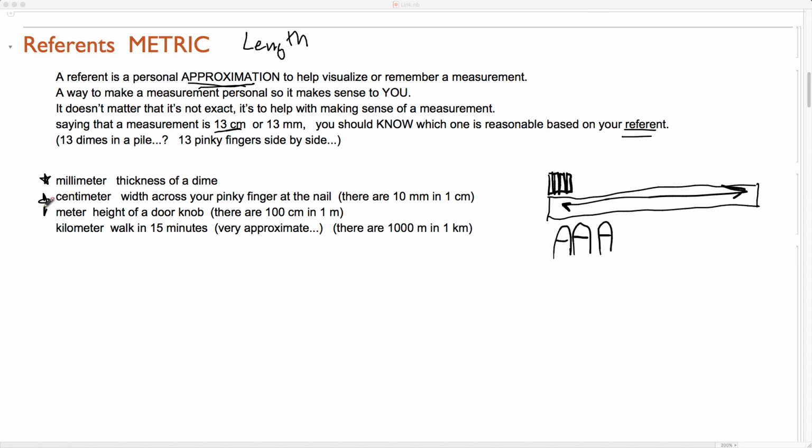A meter is the height of a doorknob or a small child. There are different ways that you can use these, and you may come up with your own personal referent, but these are the most common ones if you check online. So thickness of a dime for a millimeter, a centimeter is the width across a pinky finger, and a meter is the height of a doorknob. A kilometer is a more difficult one to estimate because it's such a long distance. So for some people, it's how far you could walk in approximately 15 minutes, but that's very approximate.